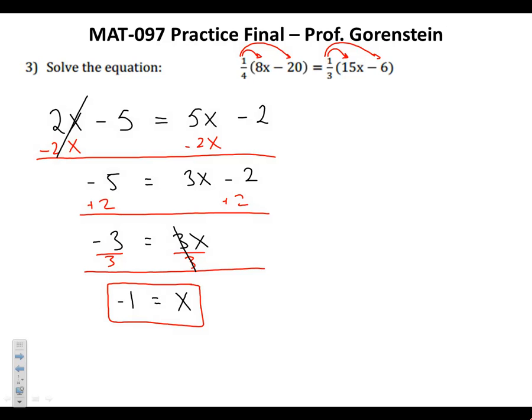Again, as with the last problem, we could plug a -1 in for x and make sure we get the same value on both sides of the equation. Make sure it's right.